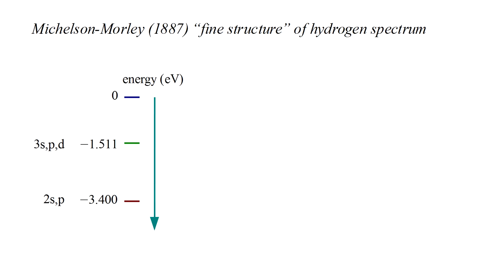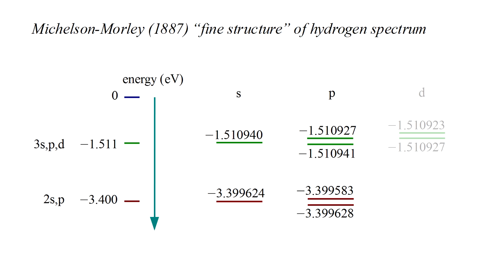With the development of the quantum theory of the hydrogen atom, it became clear that this implied a tiny splitting of hydrogen energy levels. In video 6, we saw that the Schrödinger solution predicts that the different orbital types for a given energy level have exactly the same energy. But in fact, precise measurement shows that the s orbitals have single energy values, while the p and d orbitals are split into two closely spaced energy levels. Why single energies for the s orbitals and double energies for the others?